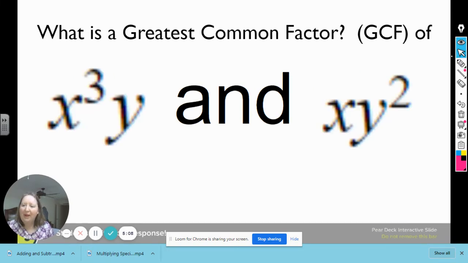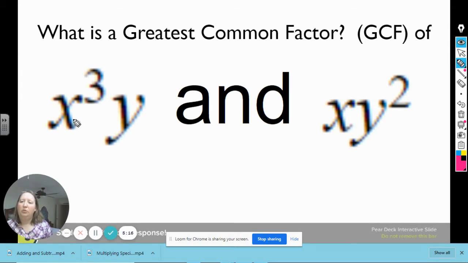Whoa, what about variables? Well, let's think about what is being multiplied here that they have in common. We've got x and x and x and y. And over here we've got x and y and y. So these are all the factors, 1, 2, 3, 4. These are all the factors that make up x to the third y. These are the factors that make up x to y squared.